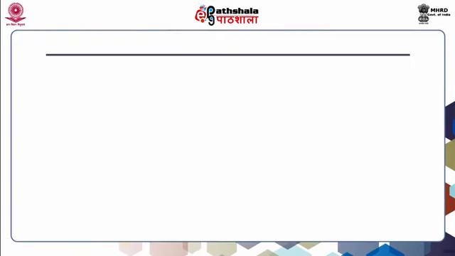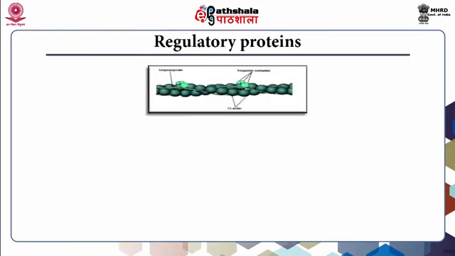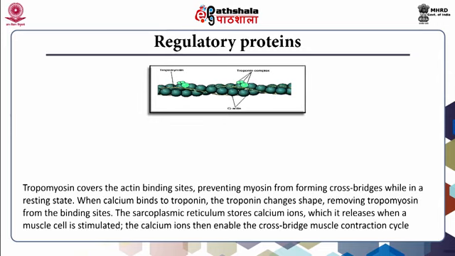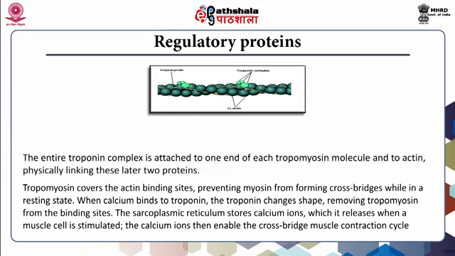Now we will see what are regulatory proteins. Tropomyosin and troponin are accessory proteins which play a role in the regulation of muscle. Troponin is a heterotrimeric complex composed of troponin C, troponin I and troponin T. The entire troponin complex is attached to one end of each tropomyosin molecule and to actin, physically linking these two proteins.